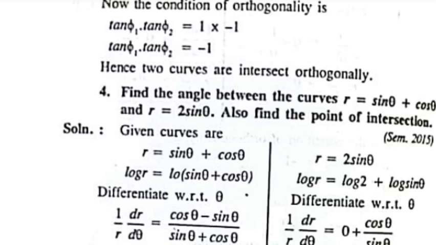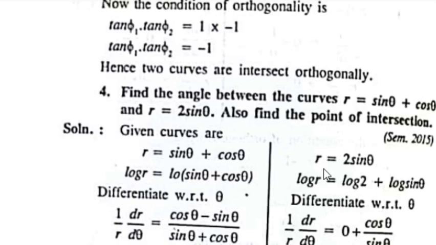So this is tan φ1. Then take cos θ common from the numerator and cos θ from the denominator. So in the numerator 1 + tan θ, and in the denominator 1 − tan θ is left, as cos θ gets cancelled. So tan φ1 is equal to (1 + tan θ)/(1 − tan θ), which is the same as tan(π/4 + θ).